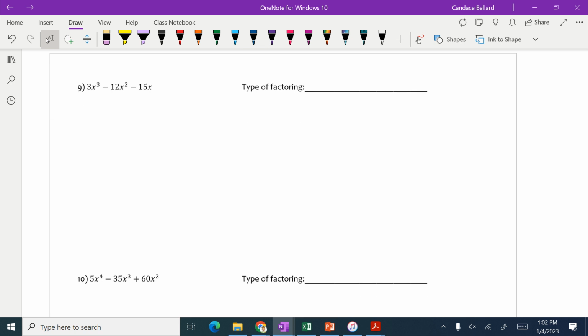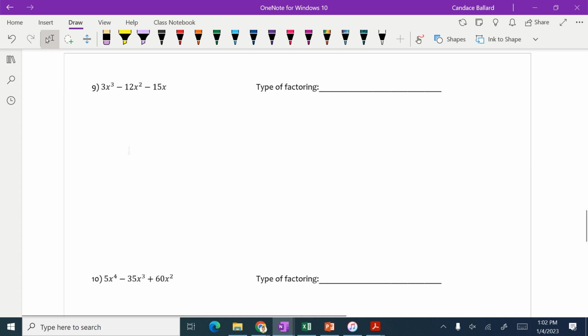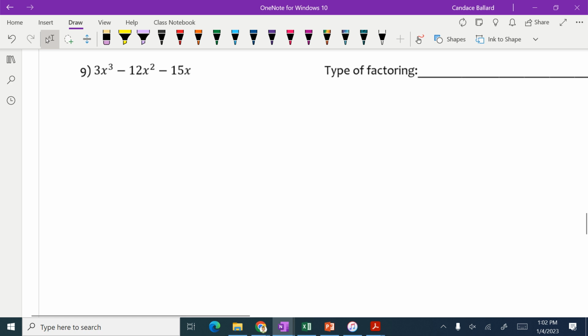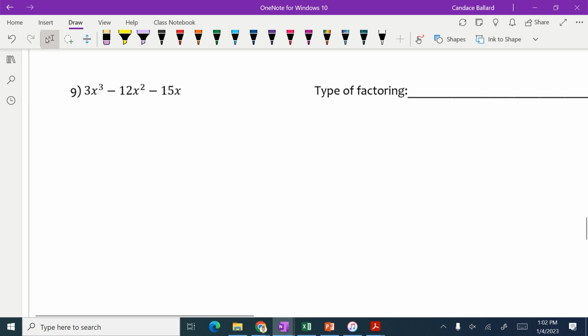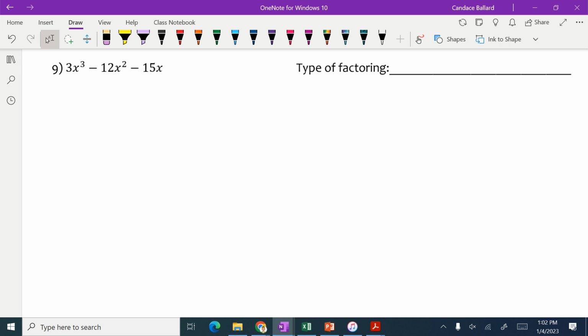Let's go to number 9. Okay? I want everybody to look at number 9 and think about what you would do first. Don't call it out yet. Think about it. All right? So, we have 3x cubed minus 12x squared minus 15x. What do we always look for first? Is there a greatest common factor?